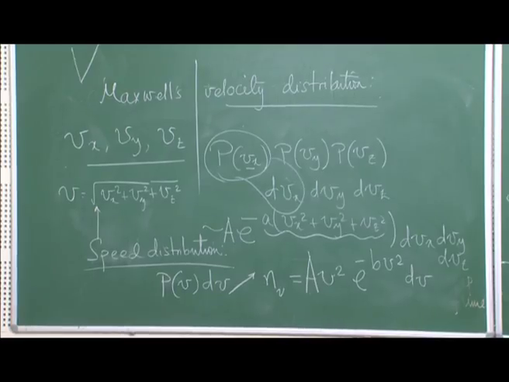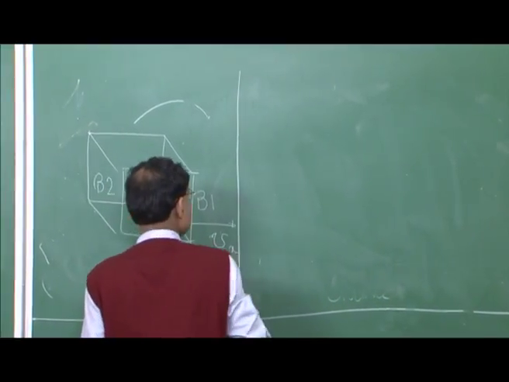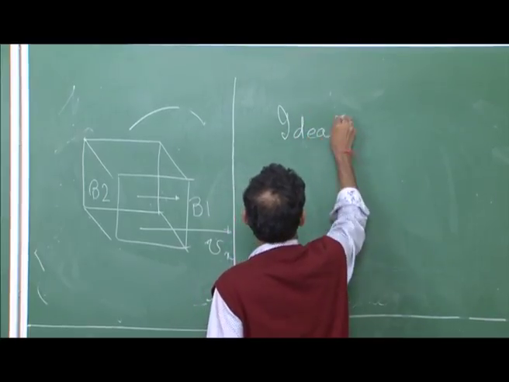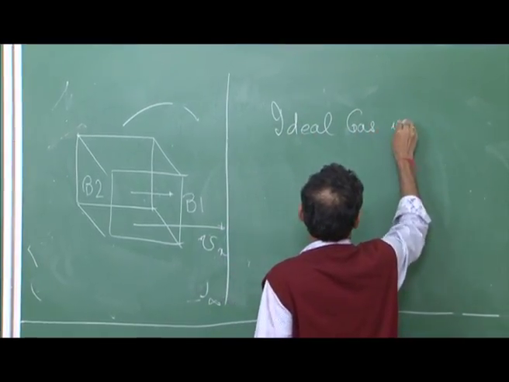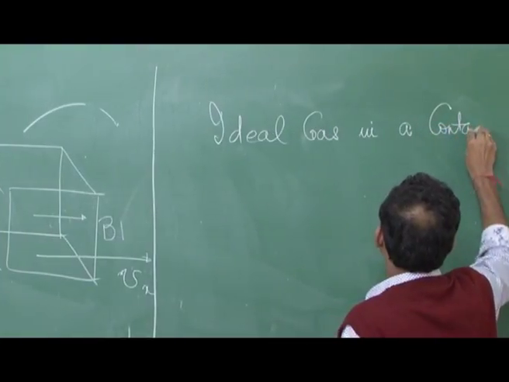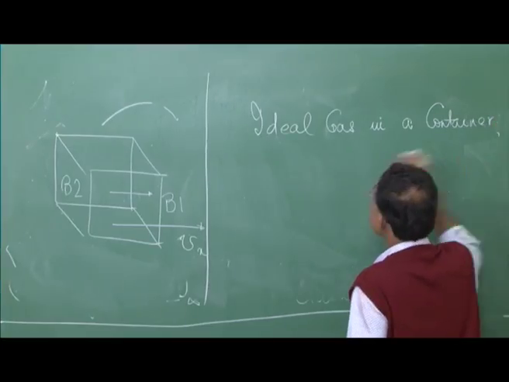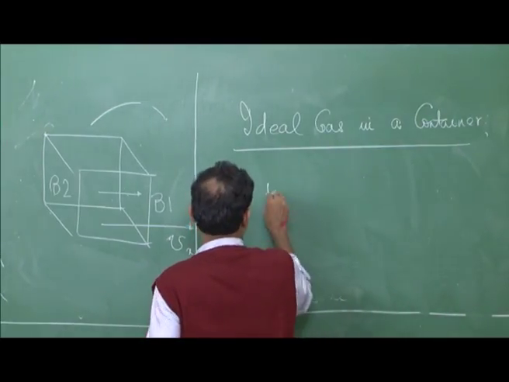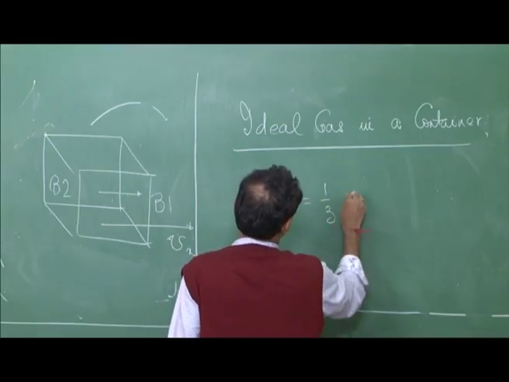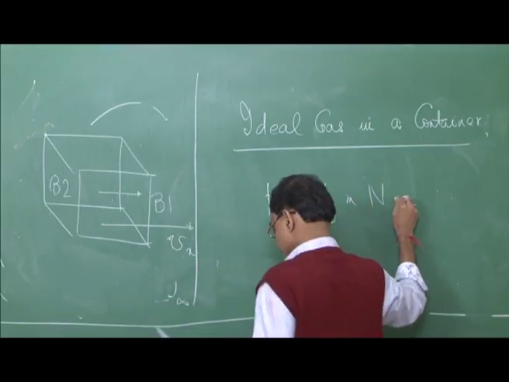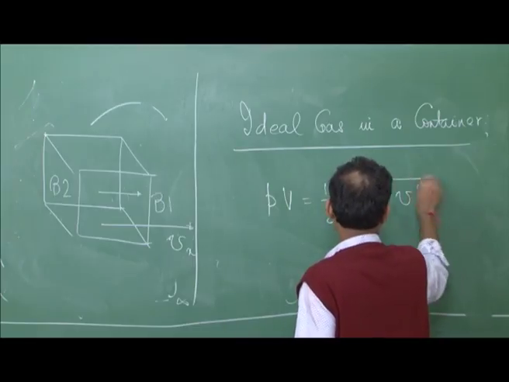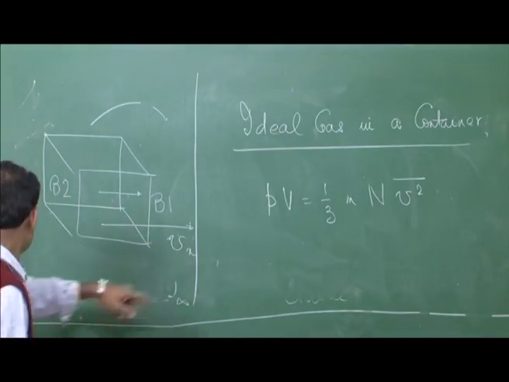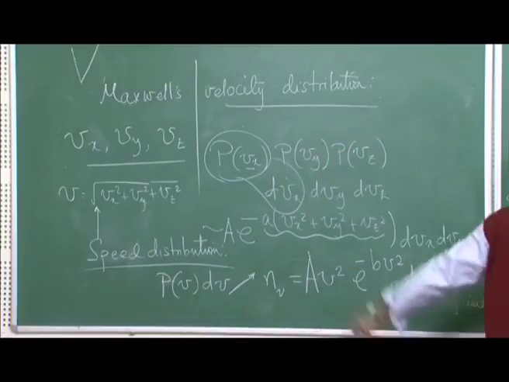Now, what I will do in the next set of lectures is put an ideal gas in a container and try to form an equation of state, which is PV equal to 1/3 M N, let us say, V square average. I will explain the meaning in the next class. This V square average is actually averaging in this sense.